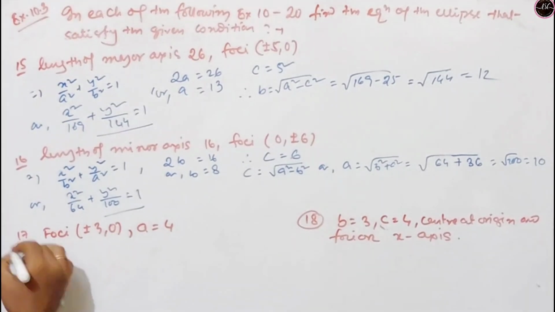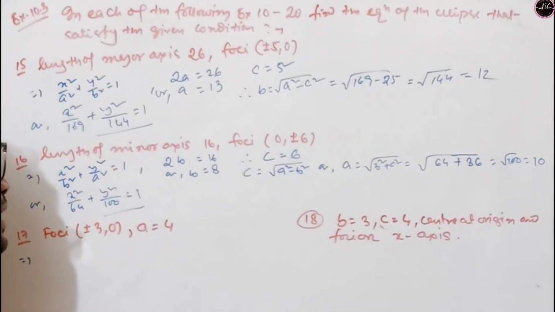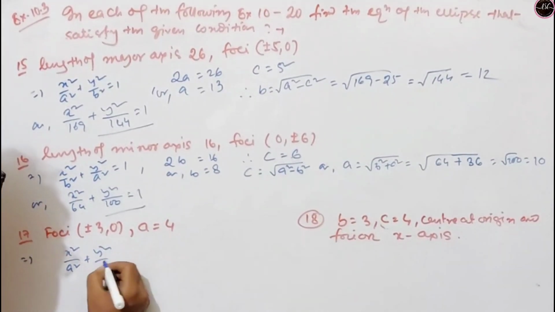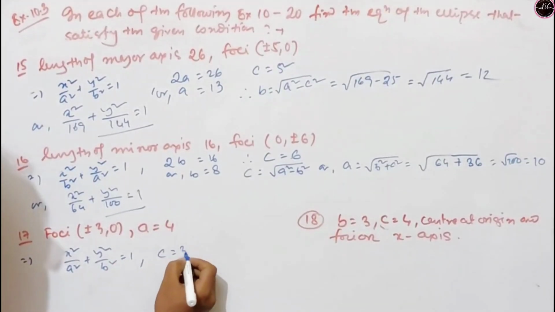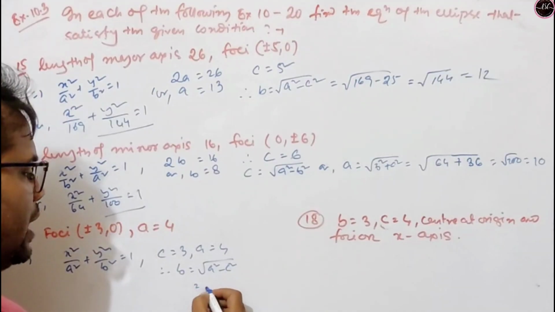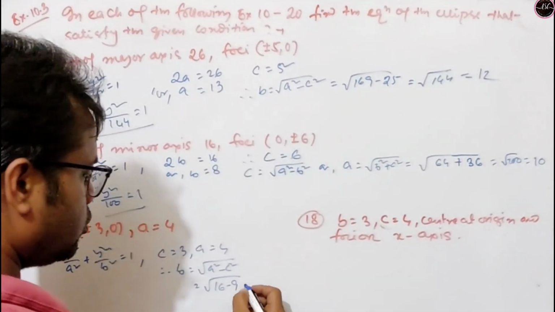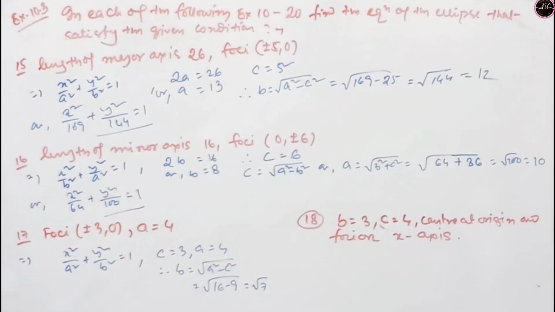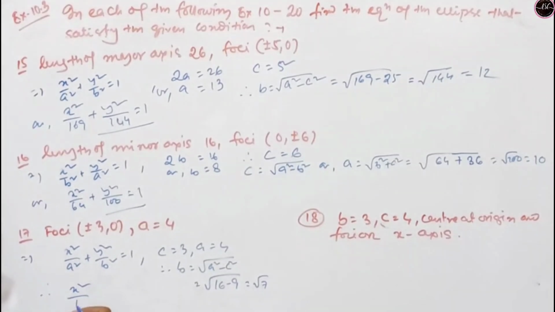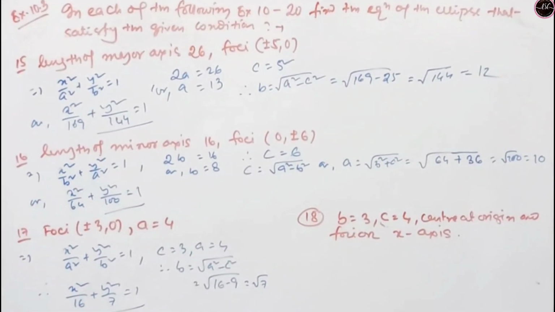And now look at this. Foci plus minus 3 comma 0, that means the major axis is the x axis and a equal to 4. So the equation must be x square by a square plus y square by b square equal to 1. Here c equal to 3 and a equal to 4. Therefore b equal to root over a square minus c square. So we have 16 minus 9. So b equal to root 7. Okay. Therefore the equation is x square by 16 plus y square divided by 7 equal to 1. That is the required equation.